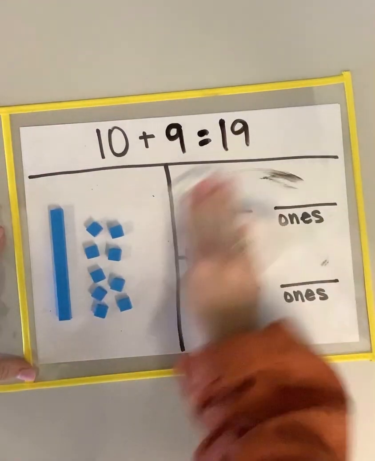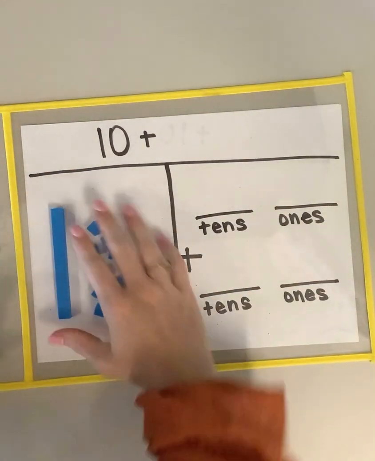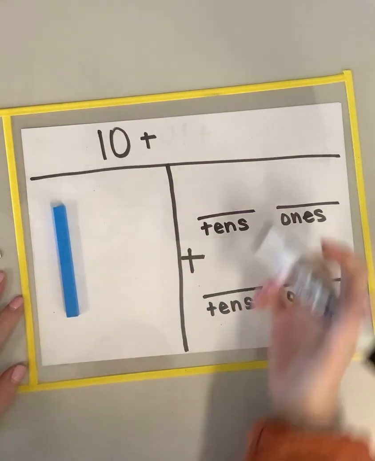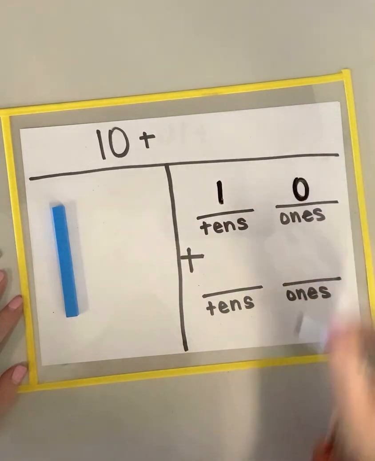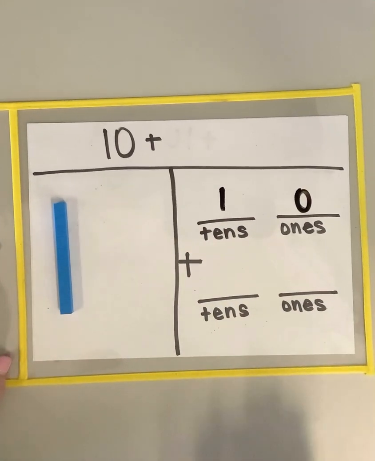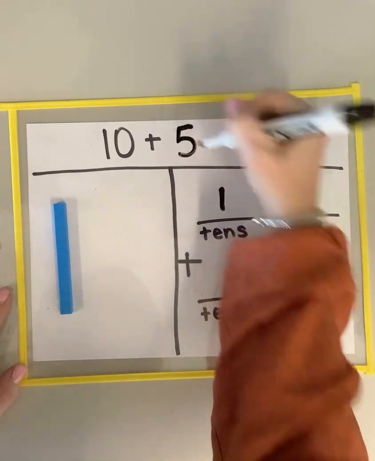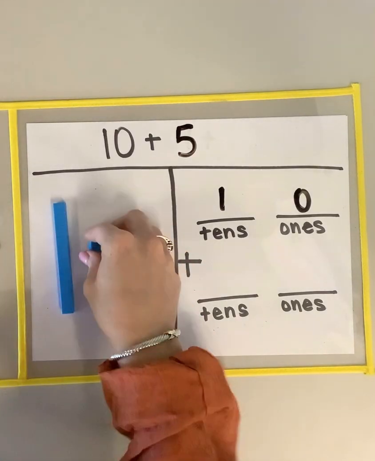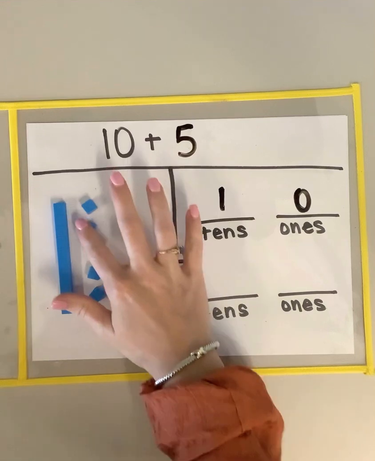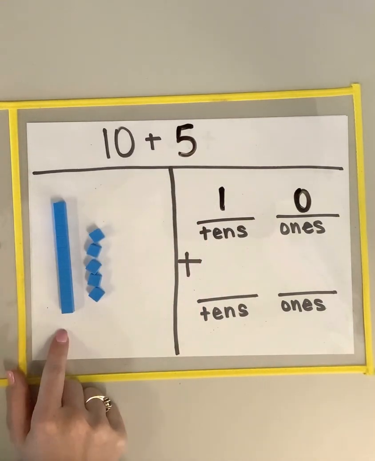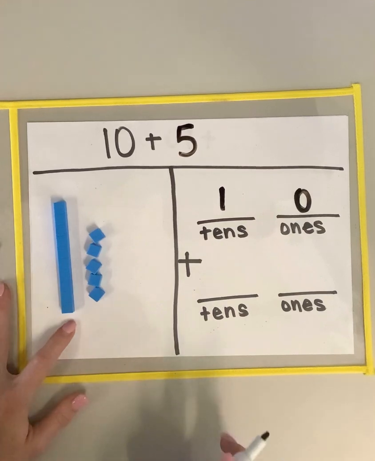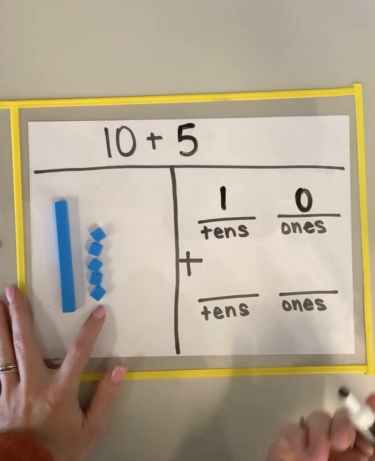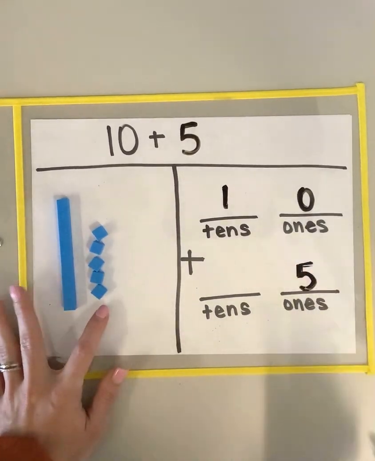Let's look at one more example for the Easy 10 Slide. I start with 10 and I know that I have a 1 in the tens place and a 0 in the ones place. If I want to add on 5, 1, 2, 3, 4, 5. Did anything change in my tens place just now? Nope, I still have 1 in the tens place. But did this change my ones place? Yeah, I had 0 at first, and I added 5.